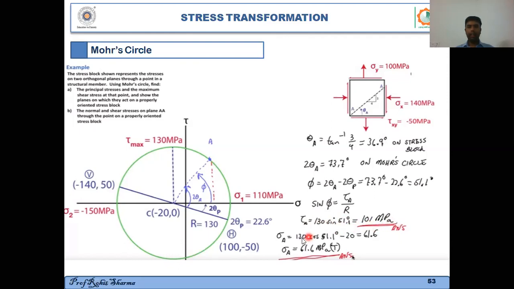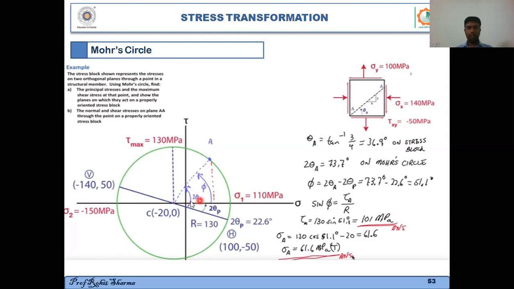And similarly, I can find out the value of sigma A, right? So how can I find out the value of sigma A, the normal stress at this point? The value of sigma A will be equal to what? Measured from the origin to this. So this length will represent the normal stress on point A. So how can I find out this normal stress? What we can do is project this. So we'll do this length minus this length, right?